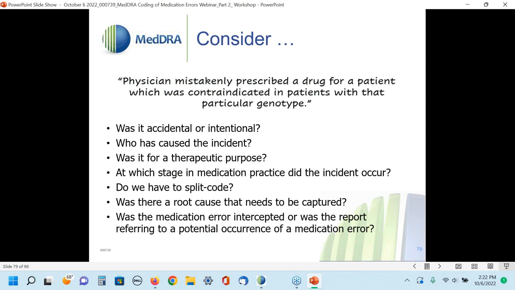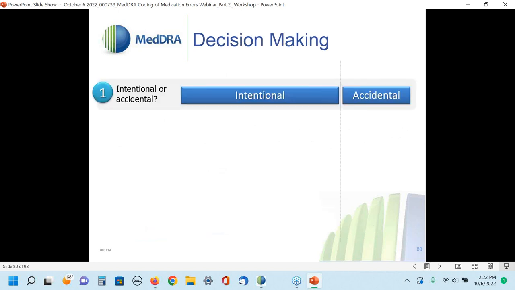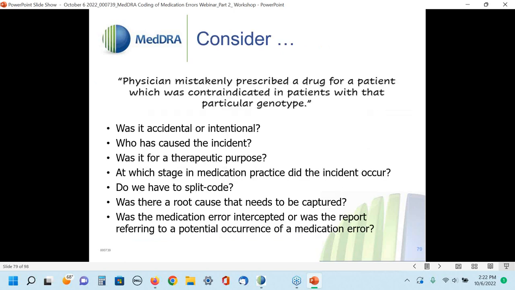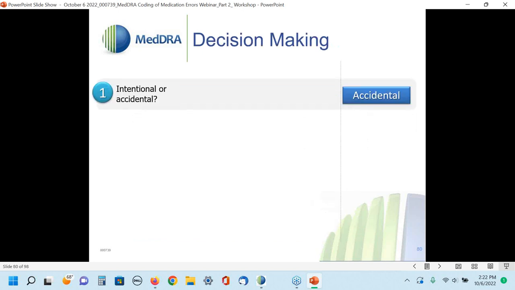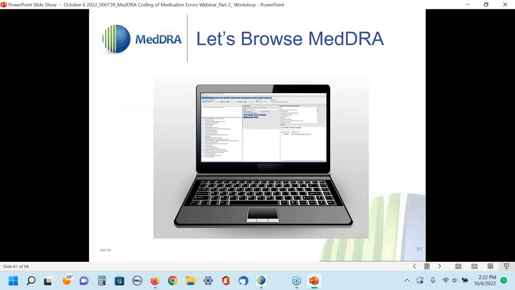So we go through the usual questions in trying to make sense of this, and we go to our decision making. Intentional or unintentional? Well, we knew that it was accidental because it said the prescriber or physician mistakenly did something. Physician mistakenly prescribed a drug for a patient which was contraindicated. So I'm going to have to make a correction on this, because this was a healthcare practitioner, not a patient. But yes, and therefore medication error.